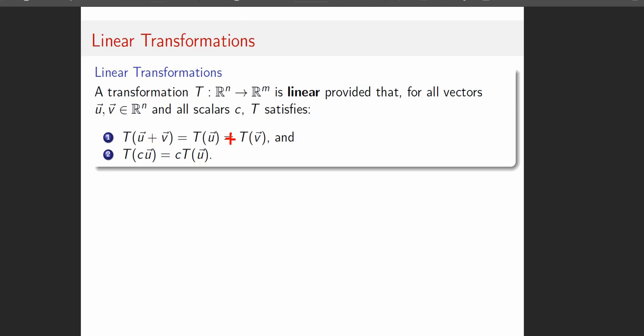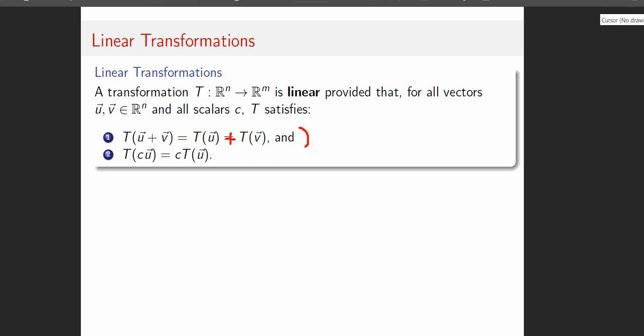right? Sorry about that. So it's linear provided that I can either add the vectors in the domain and then transform them, and I'll get the same thing as if I transform both vectors and then add the results in the range. If I get the same answer either way, and if I get the same answer if I do the scalar multiplication in the domain or after I've transformed the vector u, then I have a linear transformation.